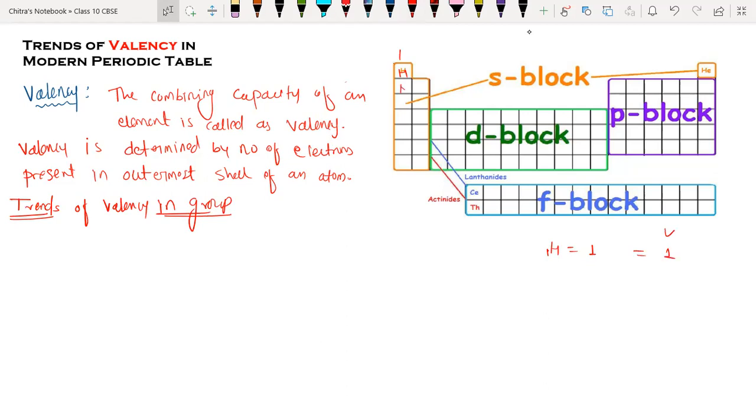Now here we have sodium. Sodium has atomic number 11, so its electronic configuration will be 2, 8 and 1. According to the octet rule, in order to acquire stability, every element must contain 8 electrons in their outermost shell. But in the case of sodium, we have only 1 electron in its outermost shell. Is its octet complete? No, it's not complete.